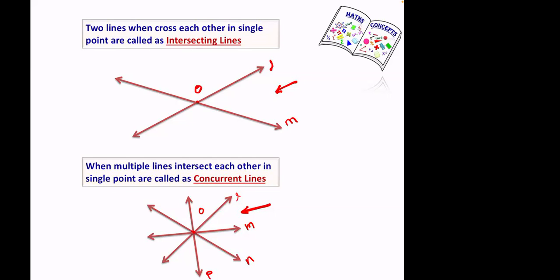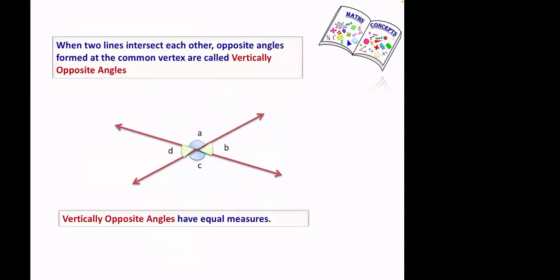Now these lines are intersecting each other. What angles are formed because of these lines? Can you see this? A, B, C, D. There are four angles formed because of this. Let's consider this point as O. So from vertex O, there are four angles: A, B, C, and D.